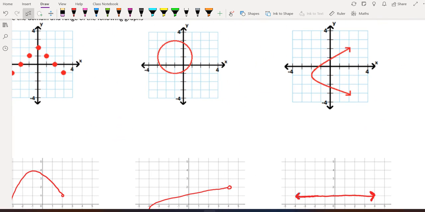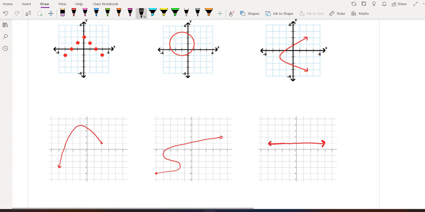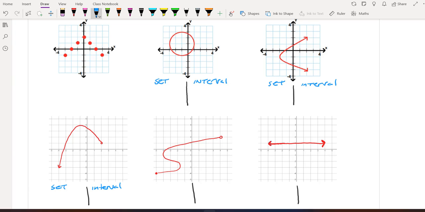So we're going to divide everything that has a solid line in half, so everything except for the top left-hand graph. And we're going to do set notation and interval notation for all of the graphs: set, interval, set, interval, set, interval, set, interval.